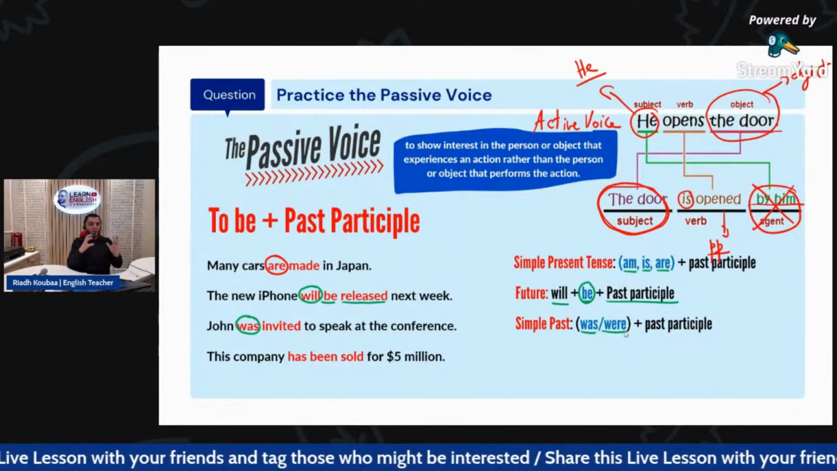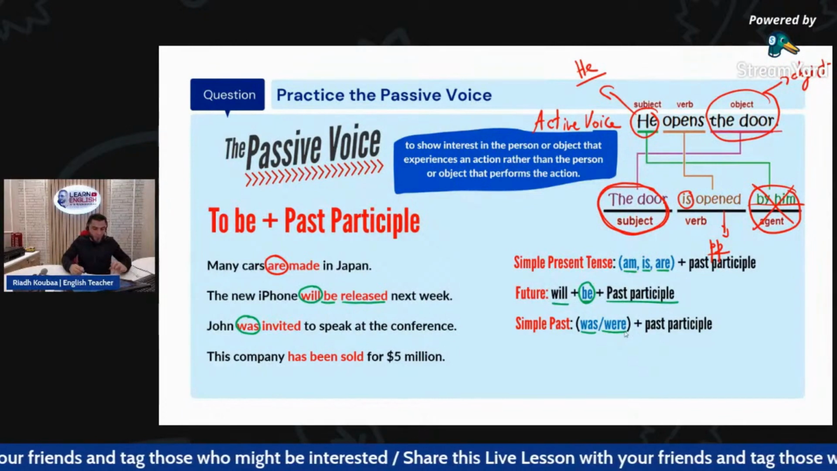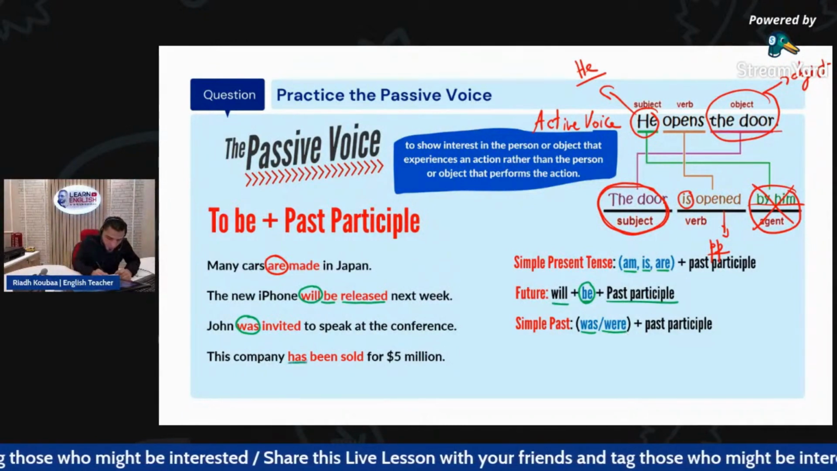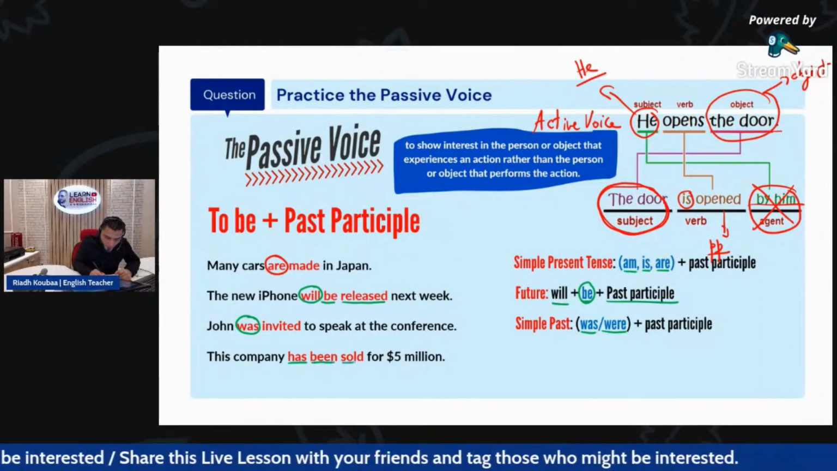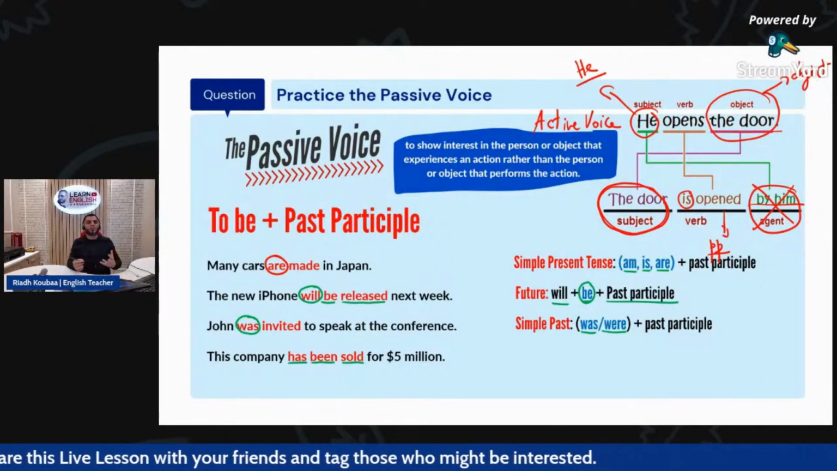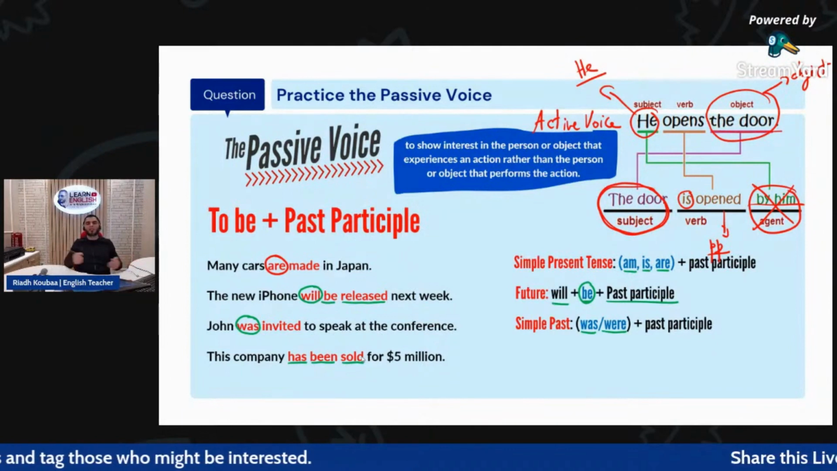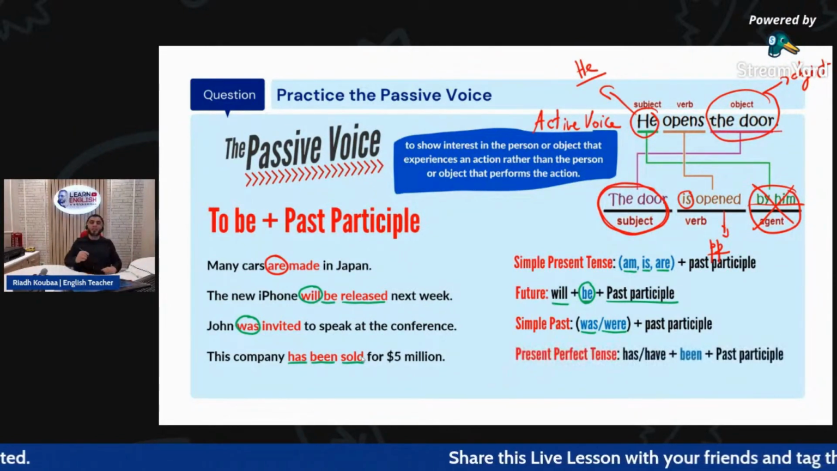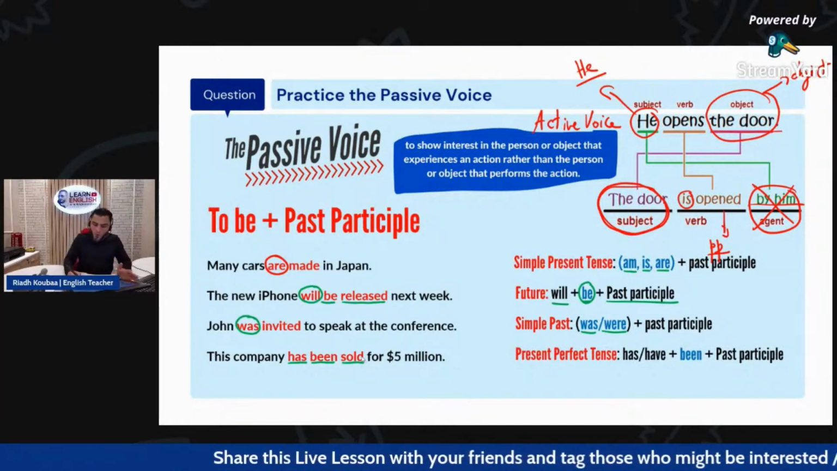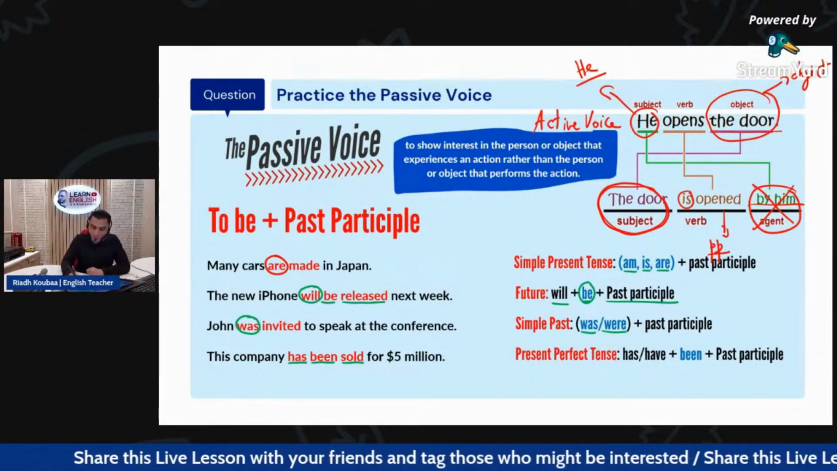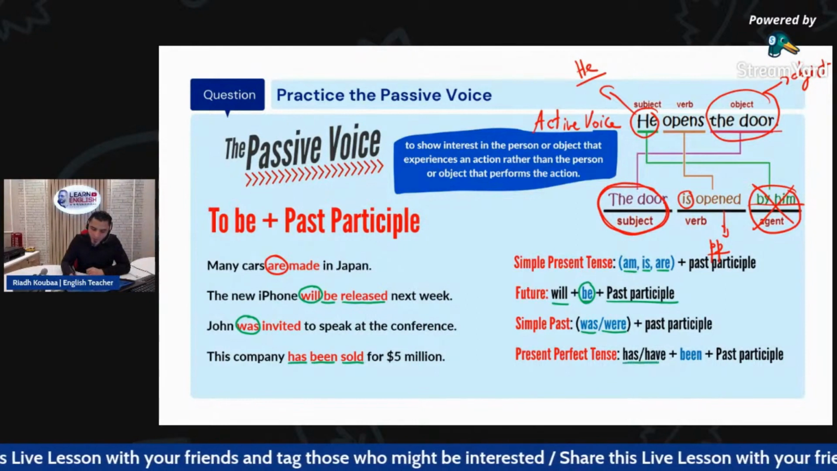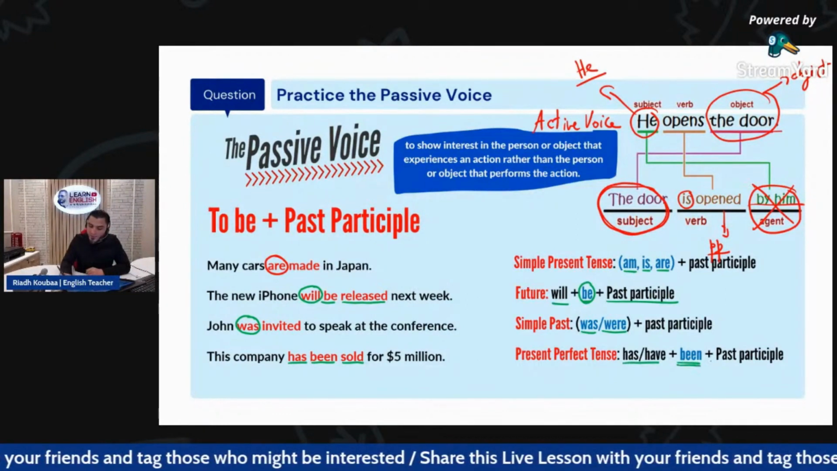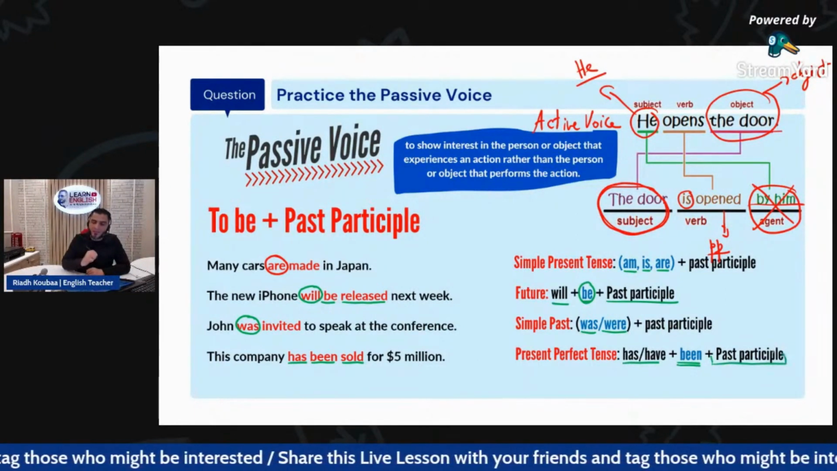So you see here, I want to focus on the company. So the tense that we have here, has been sold. Has been, when we say has been or I have done or he has gone. So what is the tense here? I hope that you have said the present perfect tense. So how can we form the passive voice in the present perfect? So we have has or have plus been plus past participle.